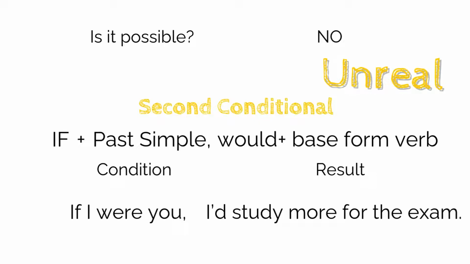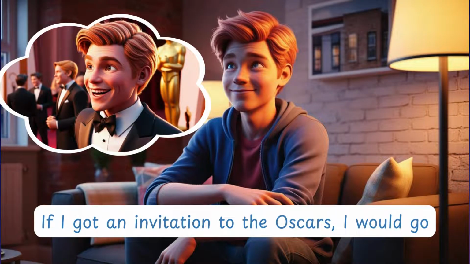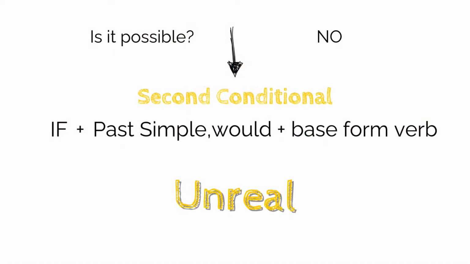Think of it like a what-if scenario, an imaginary situation. Also, take note of if I were instead of if I was. Let's see some examples. If I had £1 million, I would buy a yacht. If I got an invitation to the Oscars, I would go. Notice that we're talking about imaginary situations. I don't have £1 million, but I'm imagining it. Remember, use the second conditional to talk about unreal or unlikely situations in the present or future.